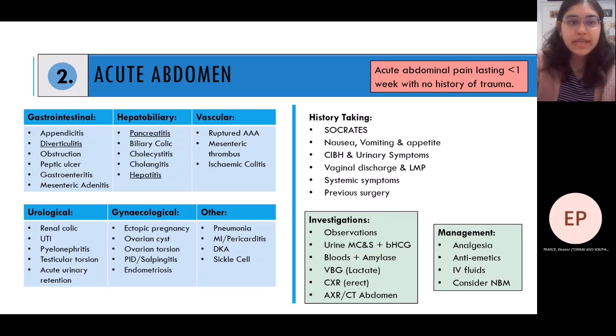So I'm mainly going to try and focus on the gastrointestinal causes of an acute abdomen, given the topic of this presentation. But I've listed a lot of the others, obviously not comprehensive, just so that you can remember that when presented with any question about an acute abdomen, you need to think about other systems as well.